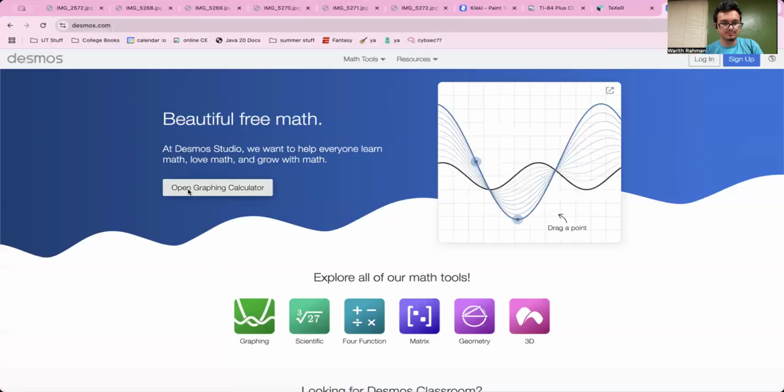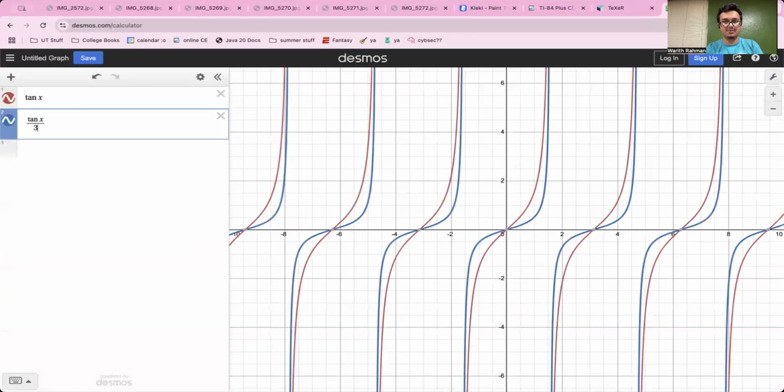Now, when we do 2 times the tangent of x over 3, this over 3 changes the period. It should expand the period by 3. I think that sounds right. I gotta graph this. So here's tan x, here's tan x over 3.